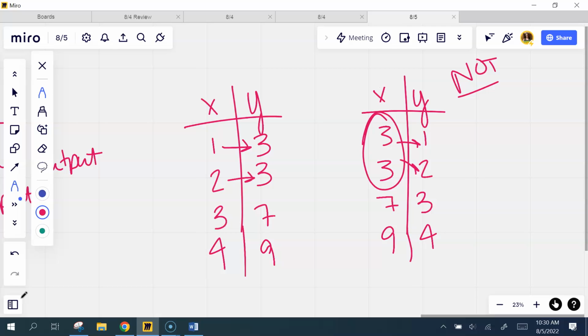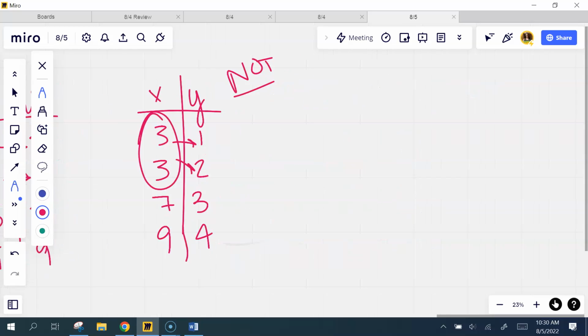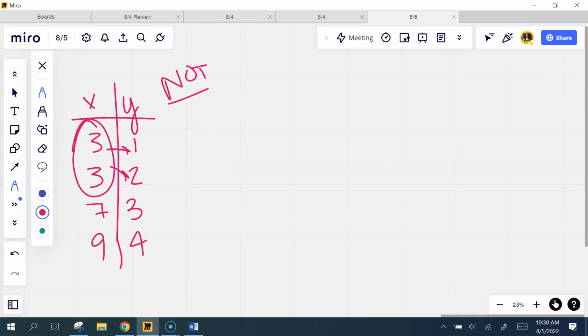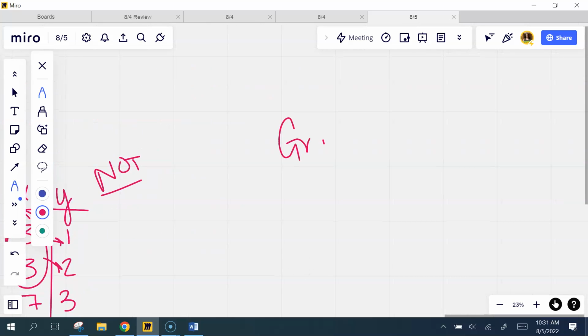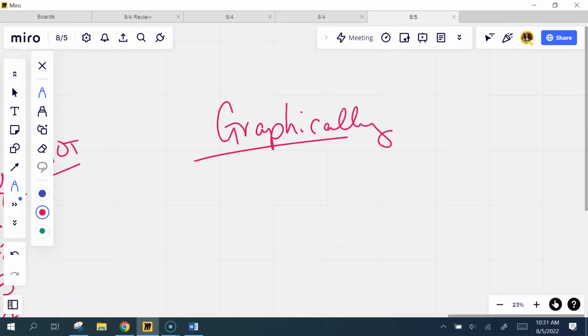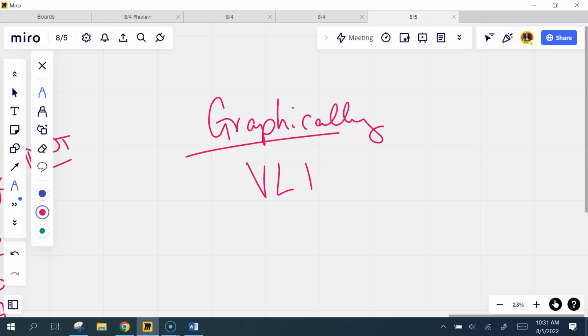So it's kind of easy to look at the table and tell, but what about graphically? What if I was looking at this on a graph, how would I tell? There's a test you can do: the vertical line test. Tell me if I scroll too fast too.